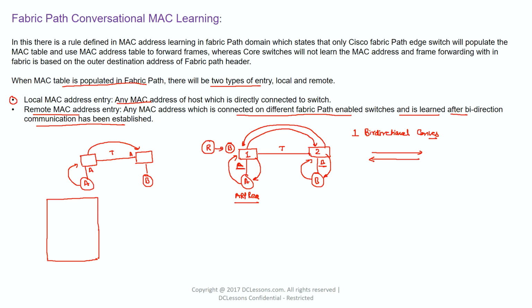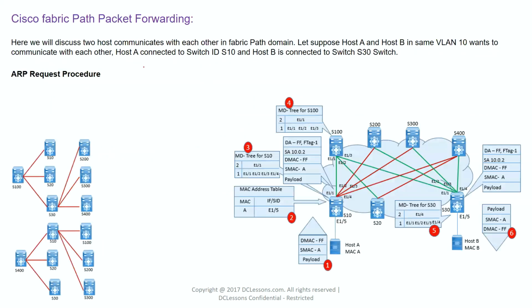Now when A sends a data packet to host B through switch 2, one bidirectional communication is completed. Now switch 2 will learn the MAC address A here. So a switch learns the remote MAC address only if the remote device is having a bidirectional conversation with a locally connected device. This is called conversational MAC address learning, and it will be used in the traffic flow. Now we will see how FabricPath packet forwarding happens.